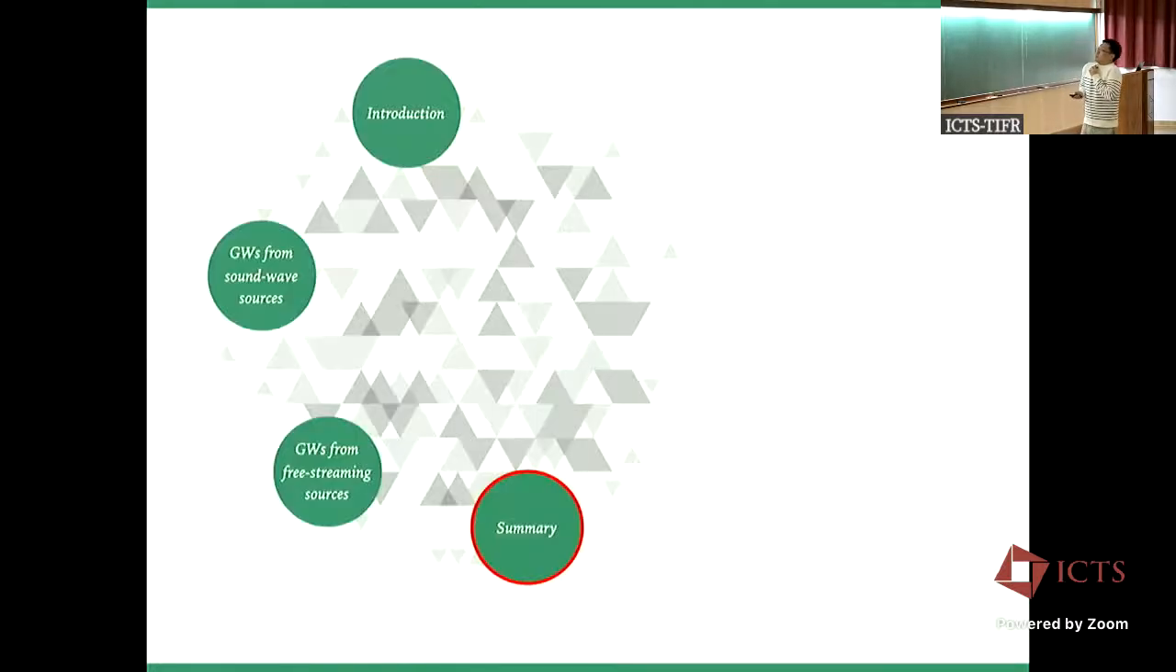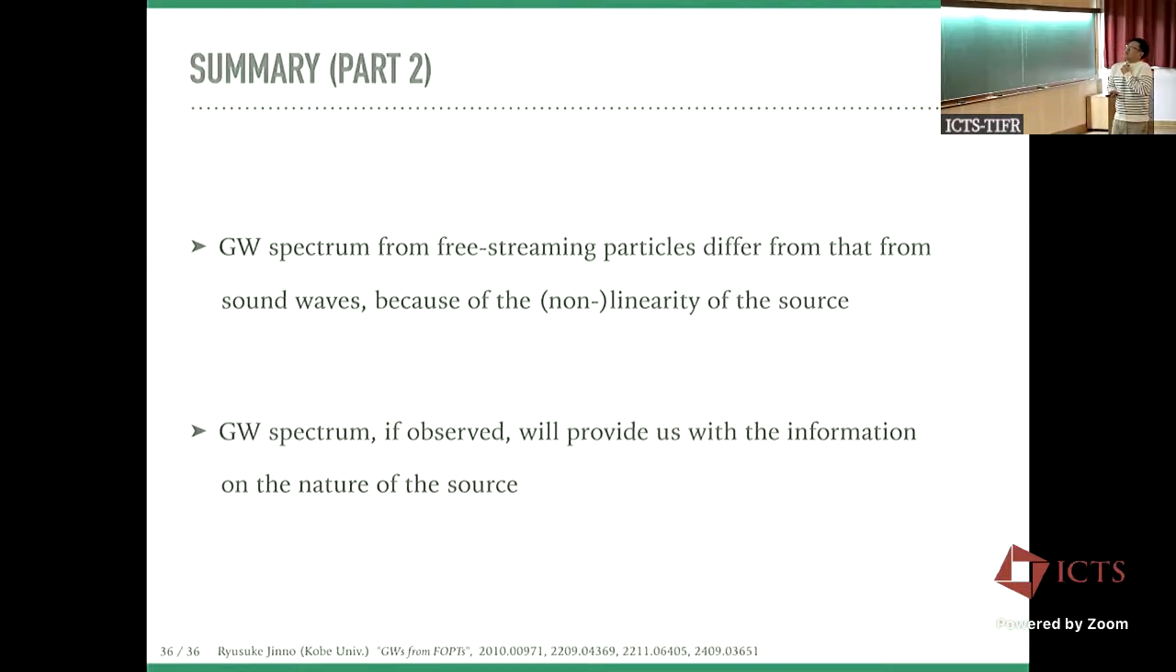Let me summarize my second part. The gravitational wave spectrum from free streaming particles differs from the spectrum from sound waves because of the nonlinearity of the source. And if we can observe gravitational waves, then its spectral shape will provide us with information on the nature of the source. Thank you very much.